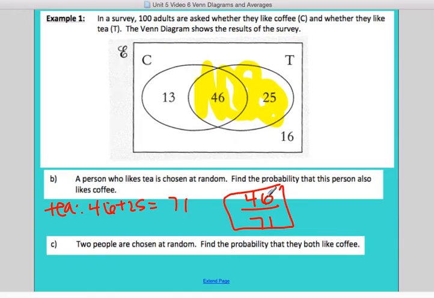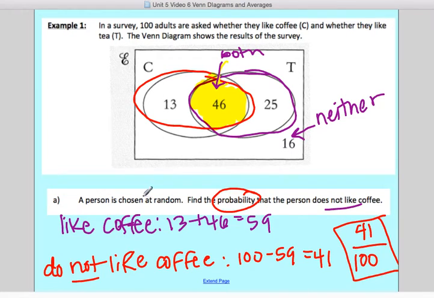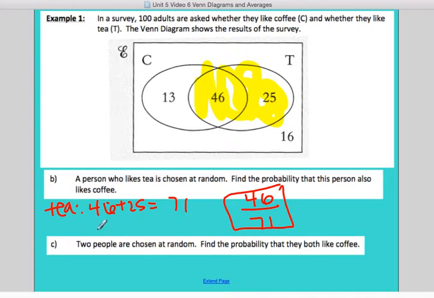Okay. And then part C says 2 people are chosen at random. Find the probability that they both like coffee. Well, if we go back, the people that like coffee, there's 59 out of 100. This is my first person. So I'm choosing one person, and then I'm going to choose another person. Which means there's one less person to choose from, okay? And we want them to both like coffee. So if I pick somebody that likes coffee, then there's only 58 to choose from, okay?